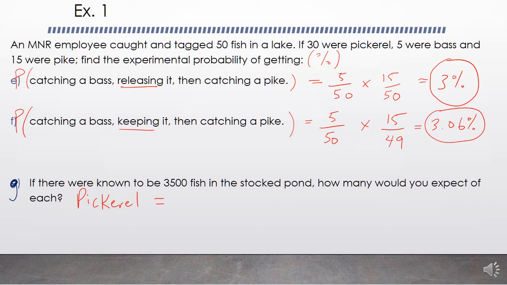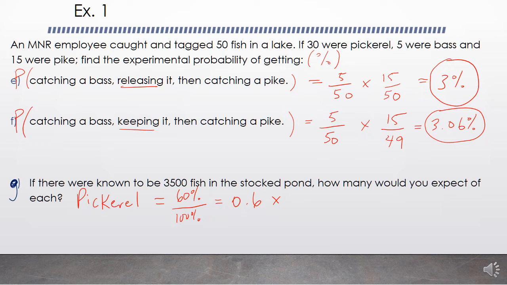Pickerel we calculated to be, if you look back at A, 60%. Now you can't work with percents. You have to convert them back to decimals. And if you've forgotten how to do that, 60%, so maybe I'll do that just for the first one. 60% divided by 100%, which is 0.6. And we want to know what 60% of 3,500 is.